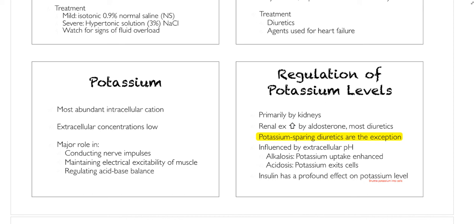Okay, so potassium levels generally are controlled by the kidneys, and renal excretion occurs by way of aldosterone and most diuretics, with the exception of the potassium-sparing diuretics that are later on in this slide. Potassium levels are also influenced by the extracellular pH, where alkalosis will shuttle potassium into the cells, and acidosis will shuttle potassium out of the cells. And insulin also shuttles potassium into the cells, which is why insulin can be a great choice to help make potassium levels normal during acidosis.